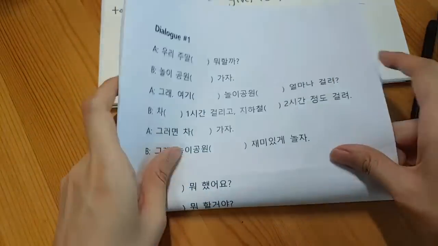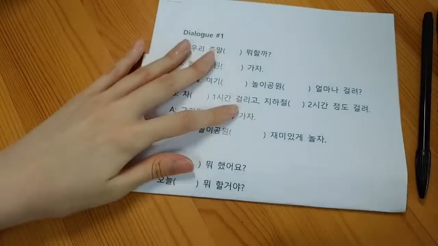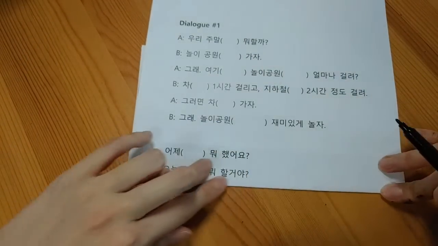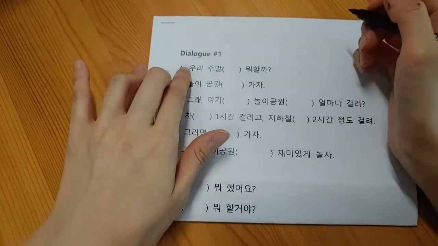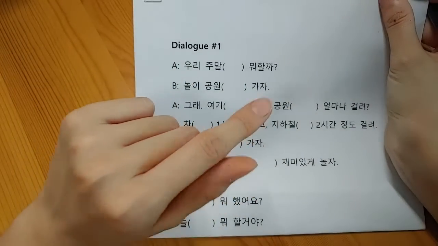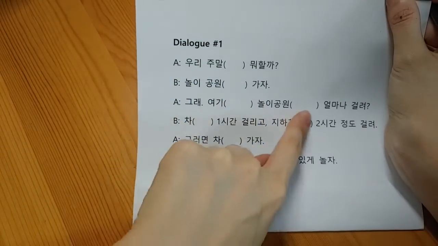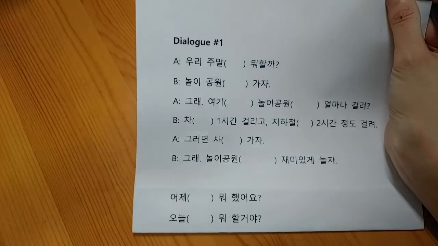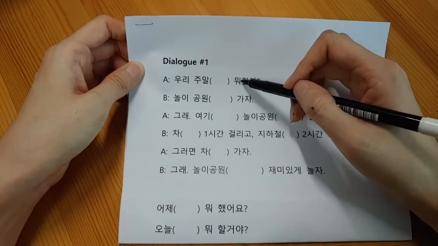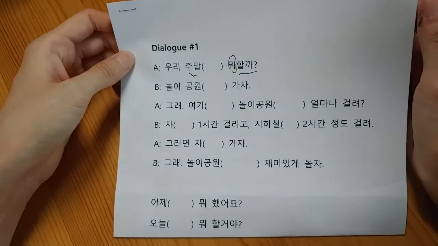Okay, let's do this one page first, and then we'll end the class, okay? Thank you for being patient with me. Okay, so let's do this. 우리 주말 뭐 할까? So this means, what should we do over the weekend? Oh wait, I should have provided the translation as well, so that you can fill in the blanks better. But how do you say, what shall we do over the weekend?